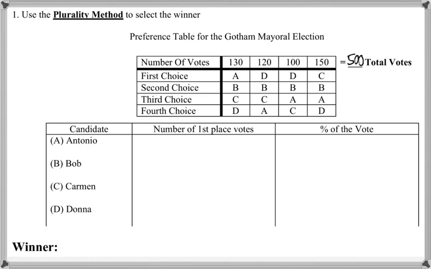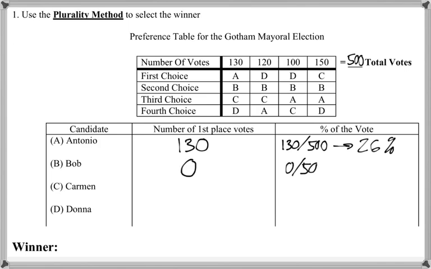So for the plurality method, we only care about the number of first place votes. So Antonio got 130 first place votes, and that's it. So the percentage of the vote, we would take 130 and divide that by the total number of votes, which is equal to 26%. As you can see from the top row, Bob did not get any first place votes. So that would be 0%.